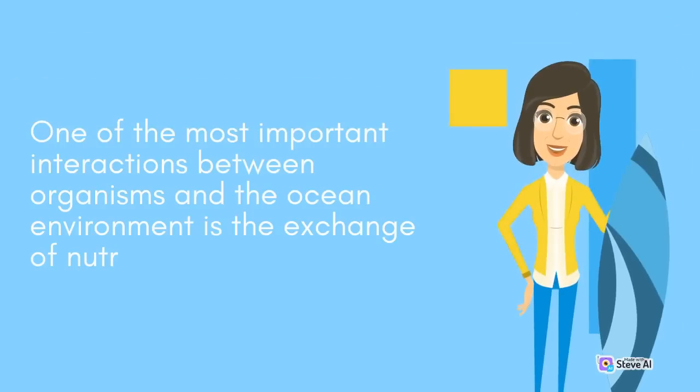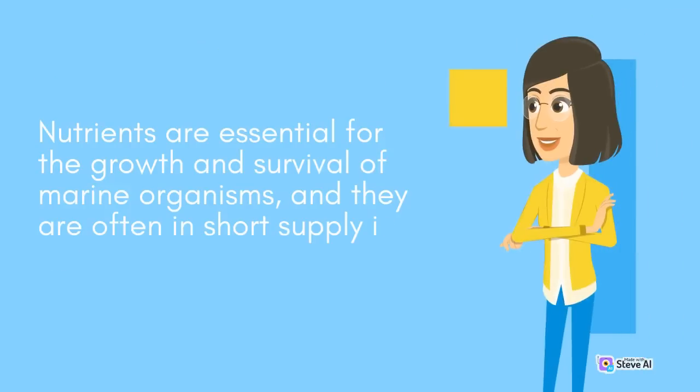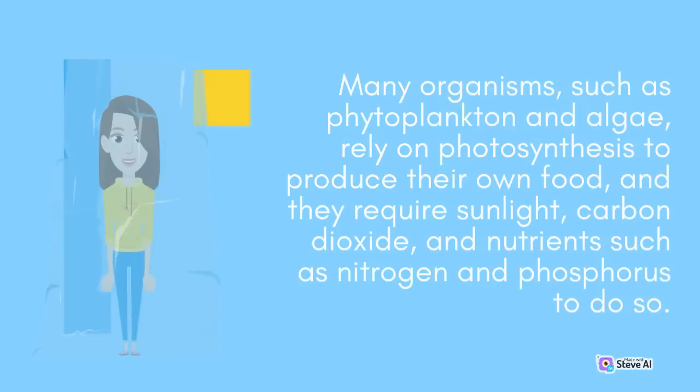One of the most important interactions between organisms and the ocean environment is the exchange of nutrients. Nutrients are essential for the growth and survival of marine organisms, and they are often in short supply in the ocean. Many organisms, such as phytoplankton and algae, rely on photosynthesis to produce their own food, and they require sunlight, carbon dioxide, and nutrients such as nitrogen and phosphorus to do so.